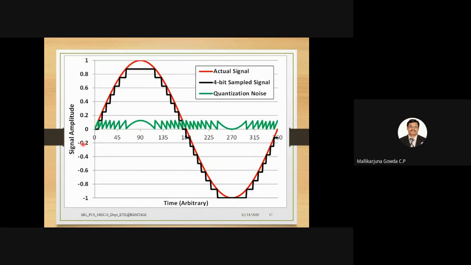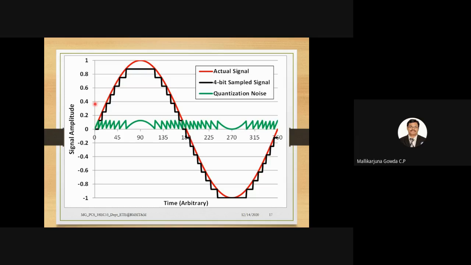I hope you're understanding this diagram. The red color is my actual analog signal. The black color, whatever the staircase waveform shown, is the 4-bit sample signal, and of course this is the noise. I will come back to this noise. Here, see, 0 to 0.2 is written, right? Between 0 and 0.2, there is a staircase step value. That is the value of Vk.